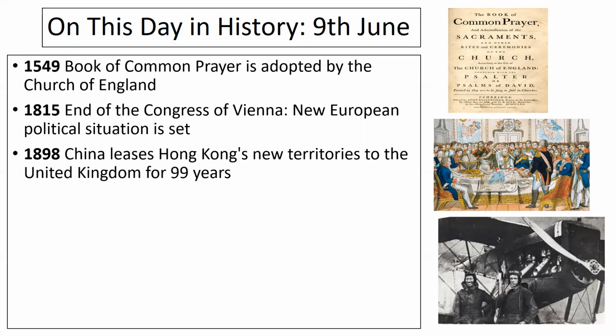In 1898, on this day, China decided to acquiesce to some demands from Great Britain and leased out the island of Hong Kong to the United Kingdom, to the British Empire, for 99 years. This is why it was handed back over to China in 1997, and in fact is still the site of much political interest today, because they had been run under a much more democratic system up until 1997.